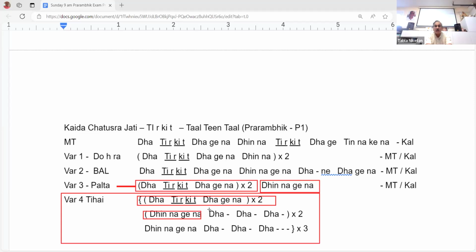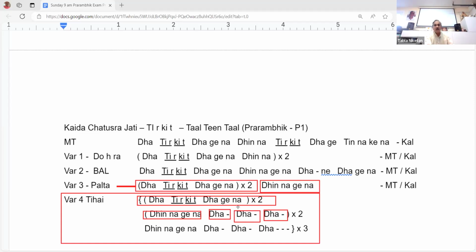But what you do there is add dha a, dha a. Wherever you see a dash, make sure you prolong the akar. If you say dha dha dha, you are missing one gap. So dha a, dha a, dha a. So how does the TI go?